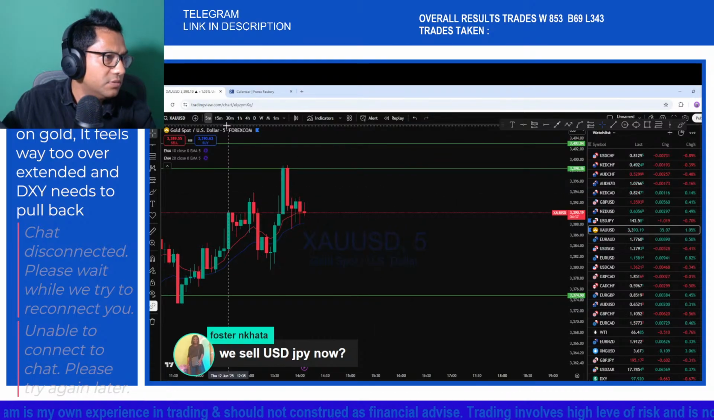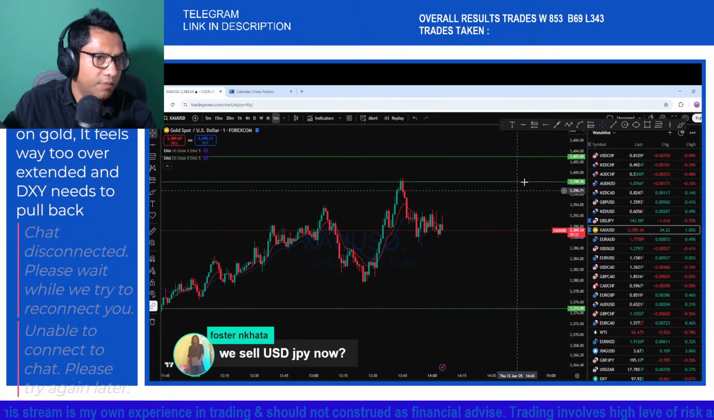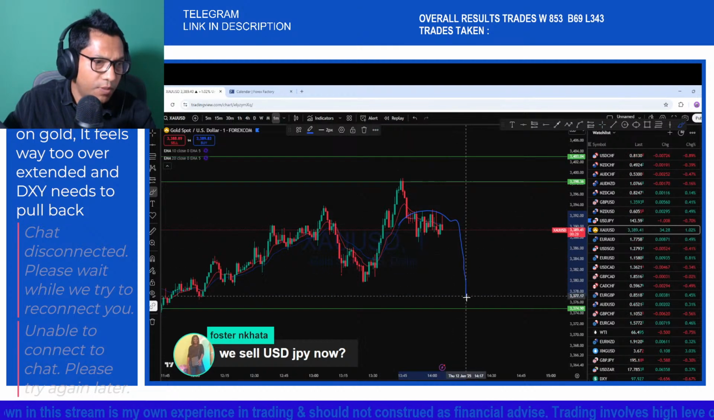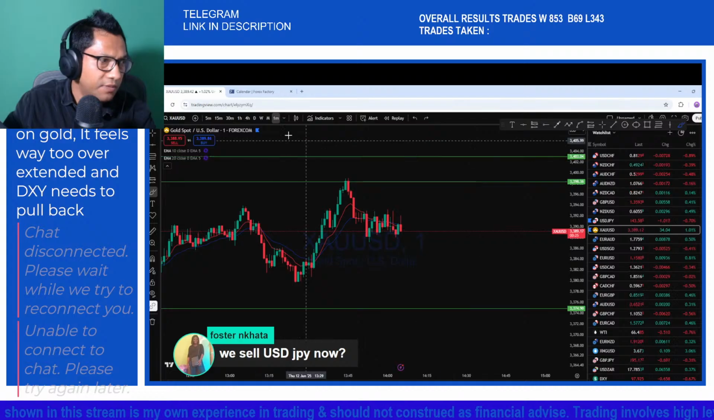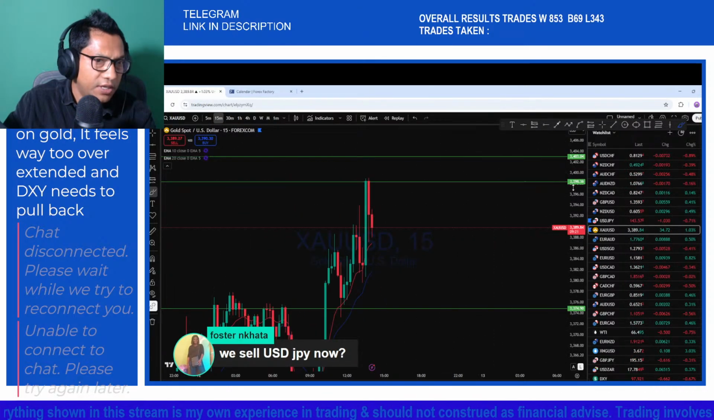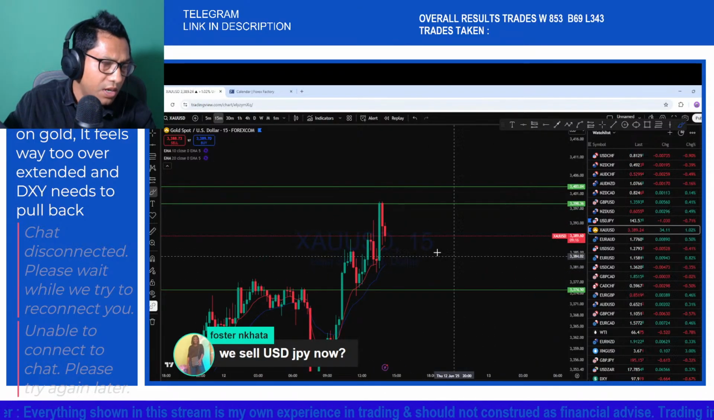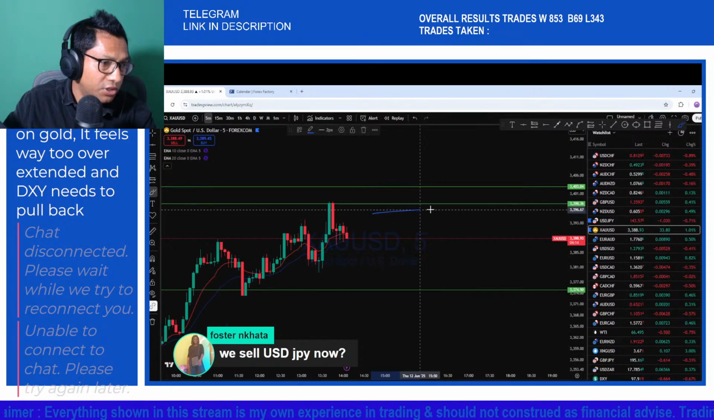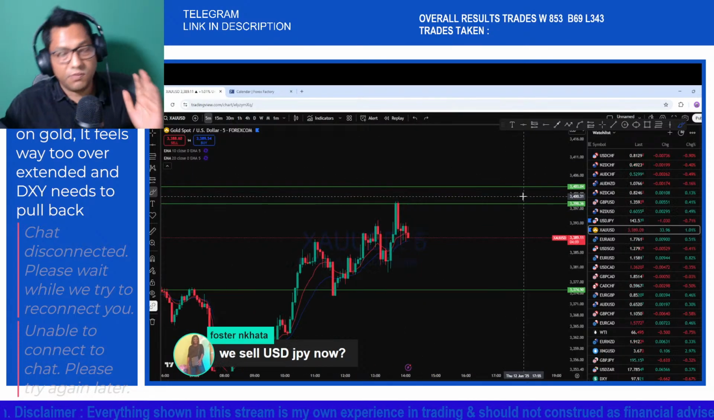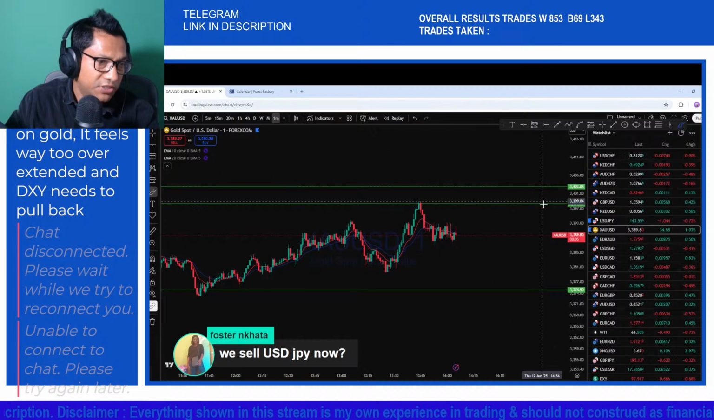Okay, now here what you can see is structure formation, and we might see the drop in this area. Now XAUUSD may have started to break below here. This is a potential reversal, but there is a little bit of risk because it's an against-the-trend trade, and that's why I'm still waiting.